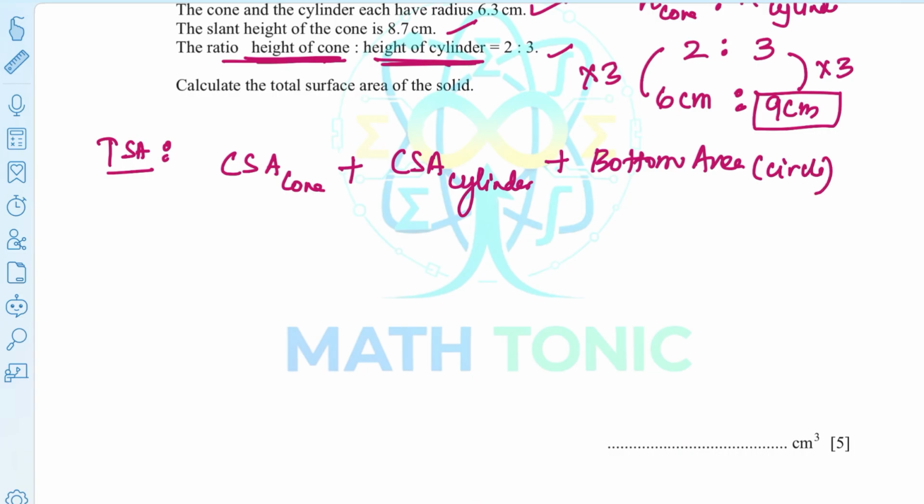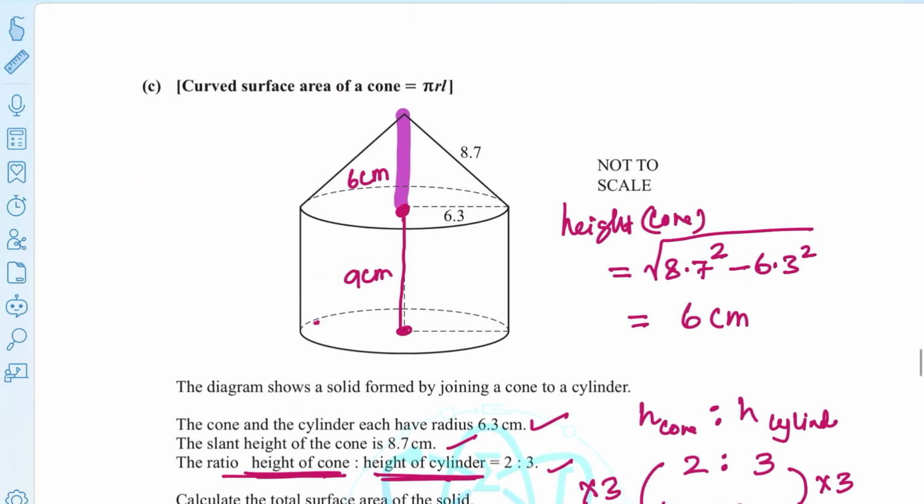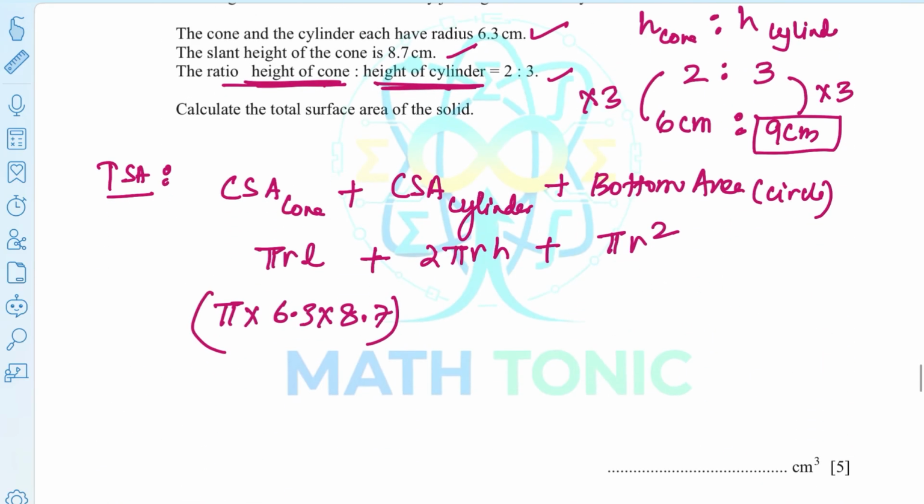Is it okay? So curved surface area of a cone means we can say the formula is pi RL. Curved surface area of cylinder will be 2 pi RH, and bottom area circle one will be pi r squared. Now we can put the values here. So radius of the cone which is given 6.3. The slant height is given 8.7. So you can see here, right? So this one is given 8.7 for this case.